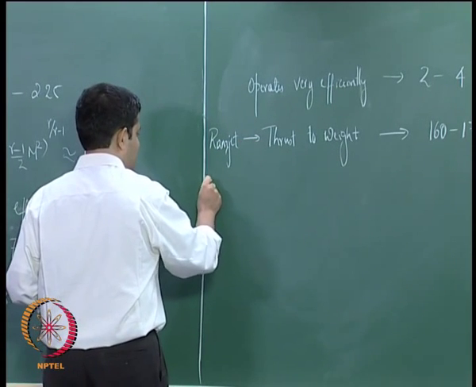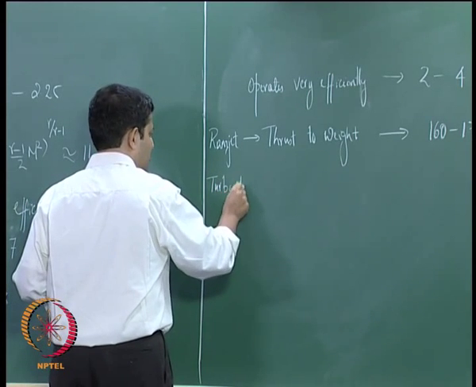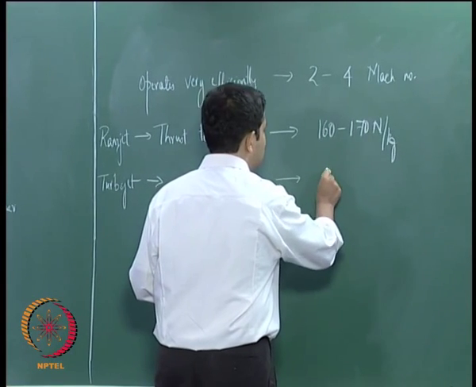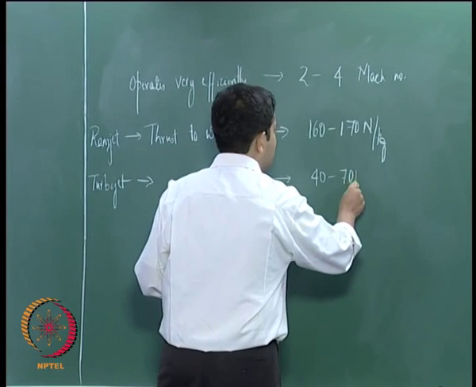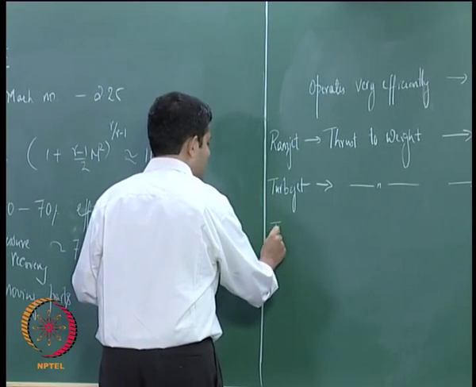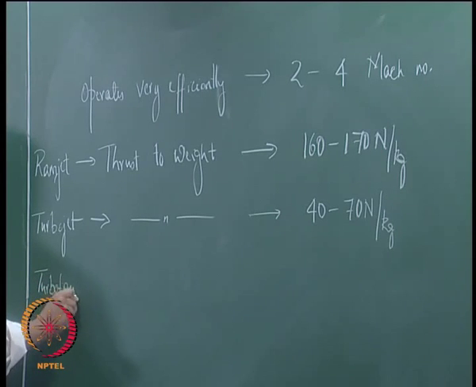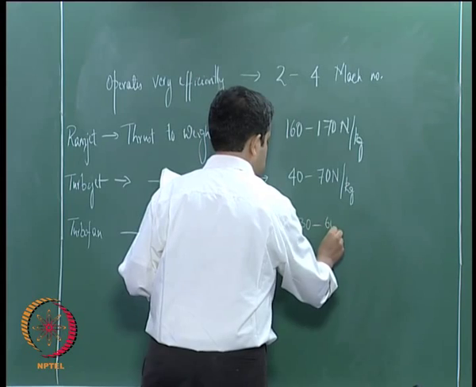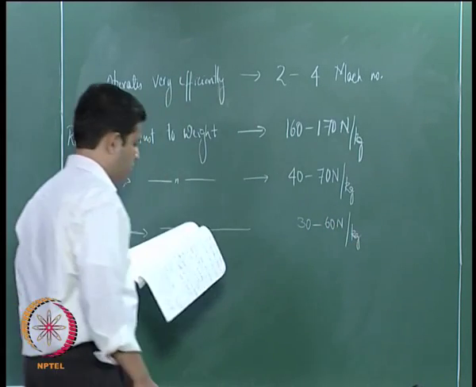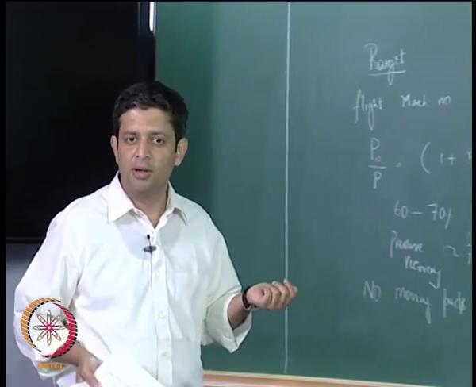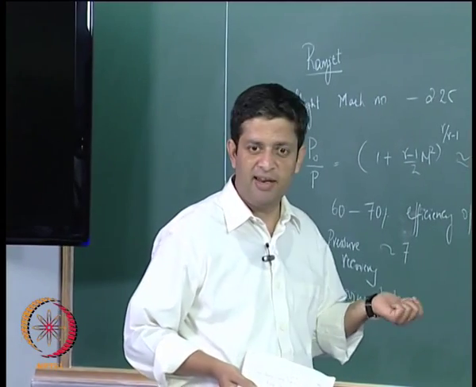Now if you have a turbojet, the thrust to weight ratio would be something like 40 to 70 Newton per kg, and for a turbofan it would be lower than the turbojet. So the thrust to weight of a ramjet engine is the highest because it has no compressor, it has no turbine, there are very few parts, so it can be very very light.